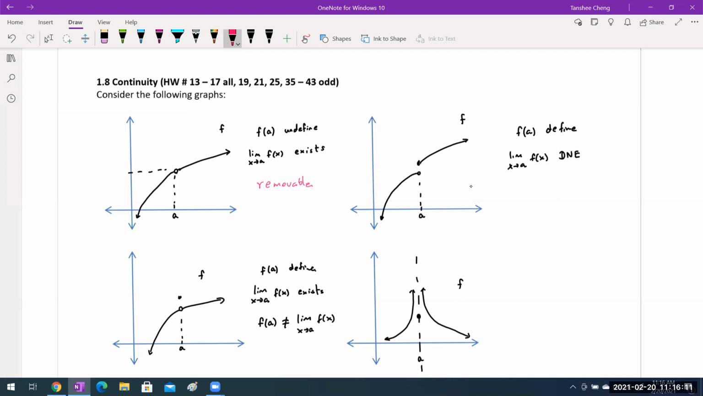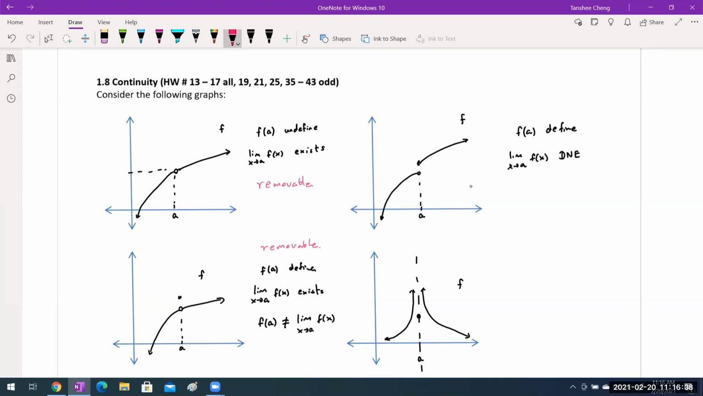And the same thing for the other case, right? The function is defined this time, the limit exists, but the function value and the limit value are not the same. So this is also known as a removable discontinuity. Okay.